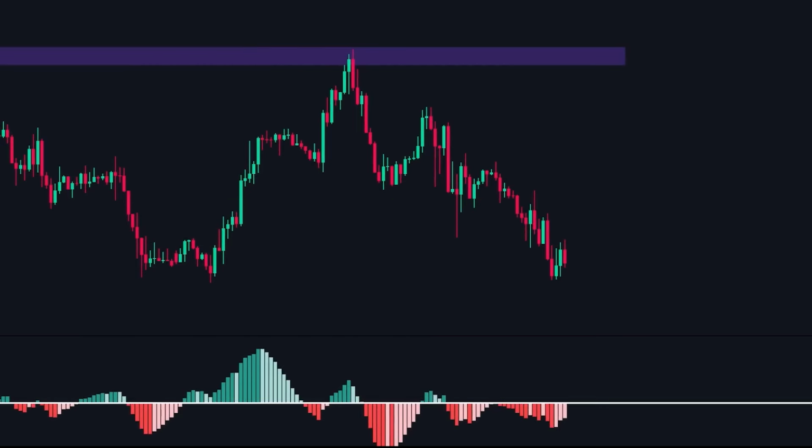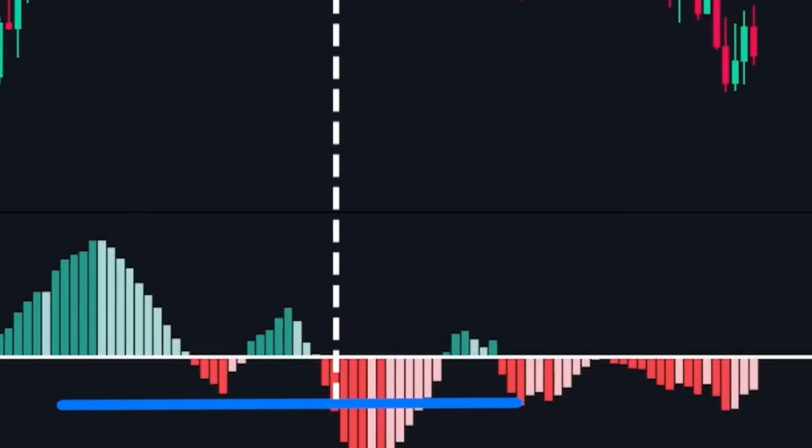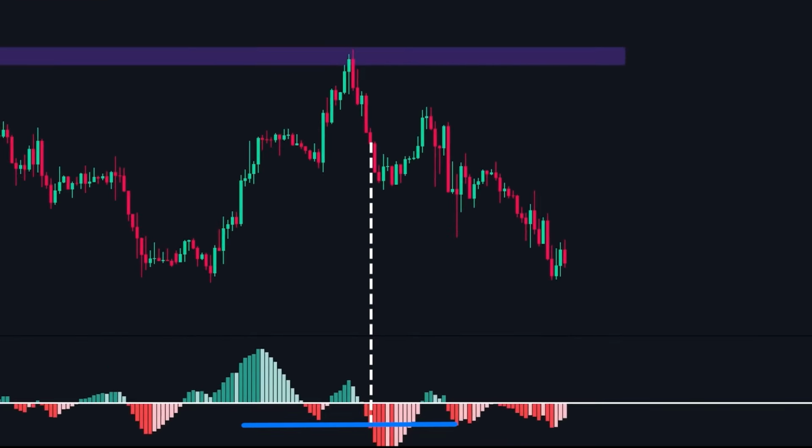To enter, find the lowest point between the MACD peaks. Mark this point with a line. Wait until the histogram breaks below this line. When the histogram breaks below the line on the corresponding bar, place a sell order. As demonstrated, this resulted in a strong downward move following our entry.